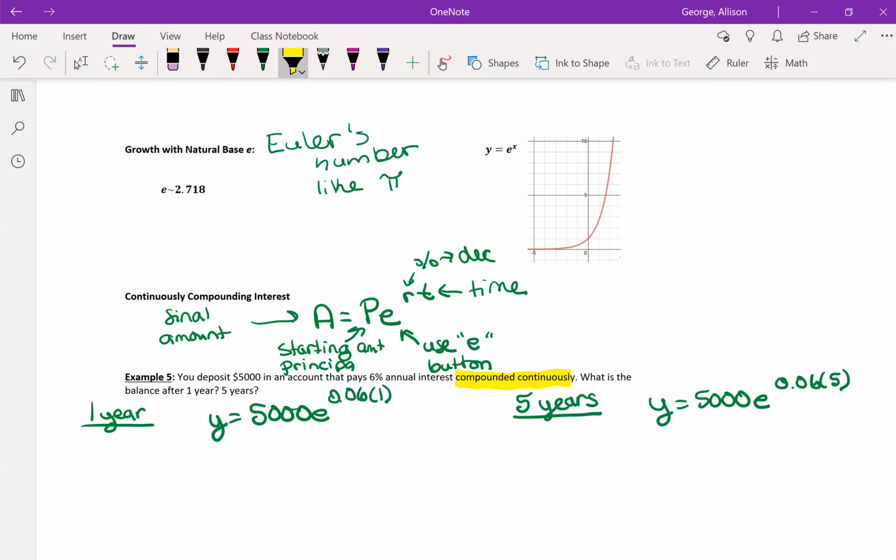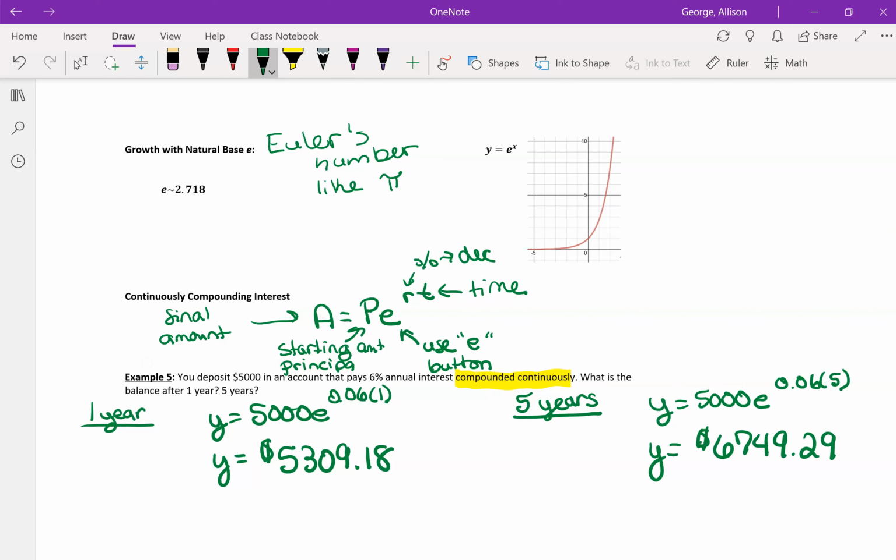All right, so let's go ahead and record our answers. So we had $5,309.18. Remember, it's money, so we always want to go 2 decimal places. And then for 5 years, we had $6,749.29.